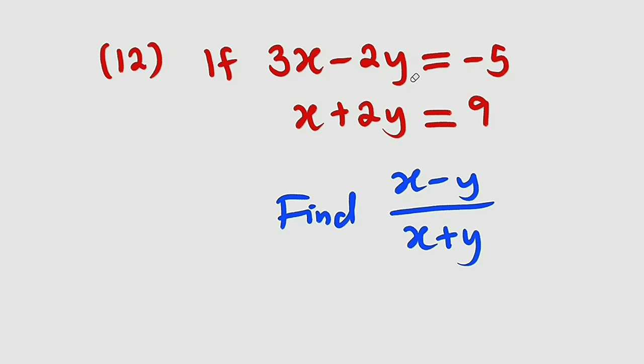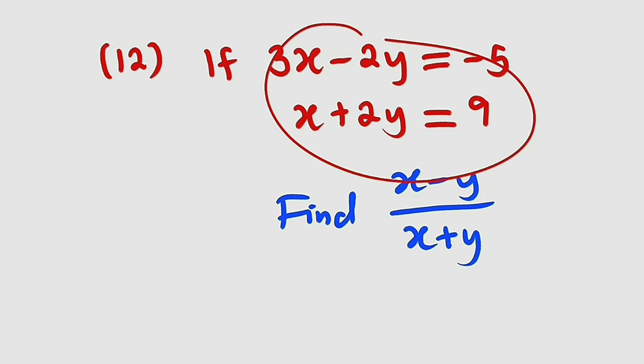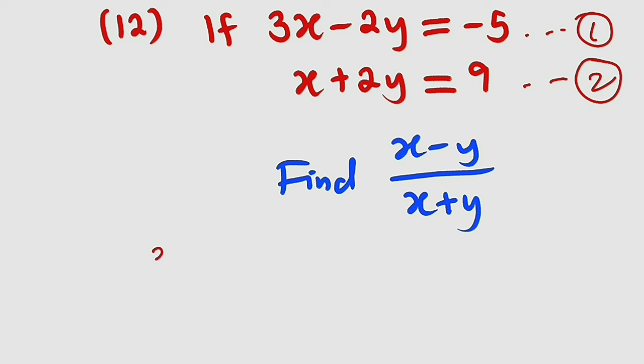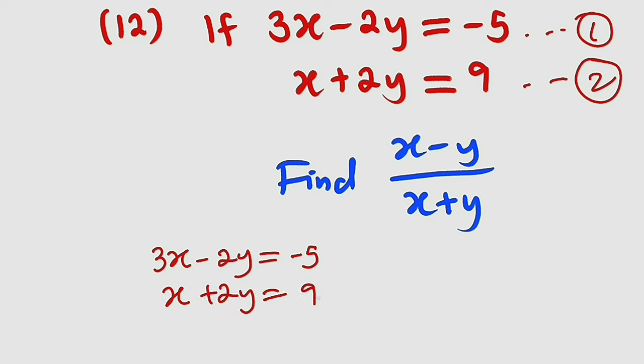If 3x minus 2y is equal to negative 5 and x plus 2y equals 9, we're asked to evaluate x minus y divided by x plus y. First of all, I would like to solve for x and y from this particular system of equations. Let me call this one equation number 1 and this one equation number 2. I would like to add equation 1 and equation 2 together. So we have 3x minus 2y equals negative 5, and we have x plus 2y equals positive 9.